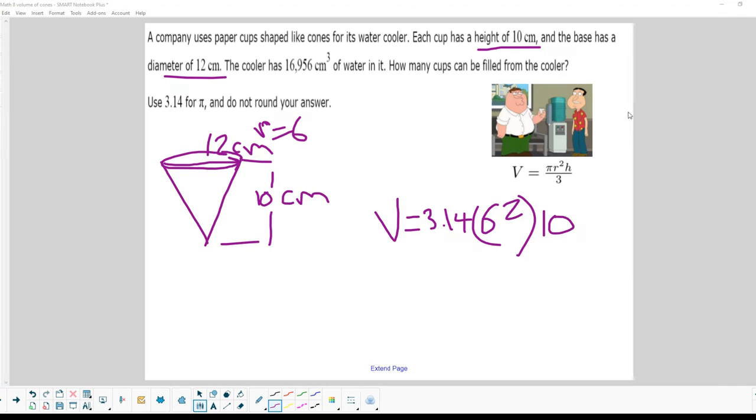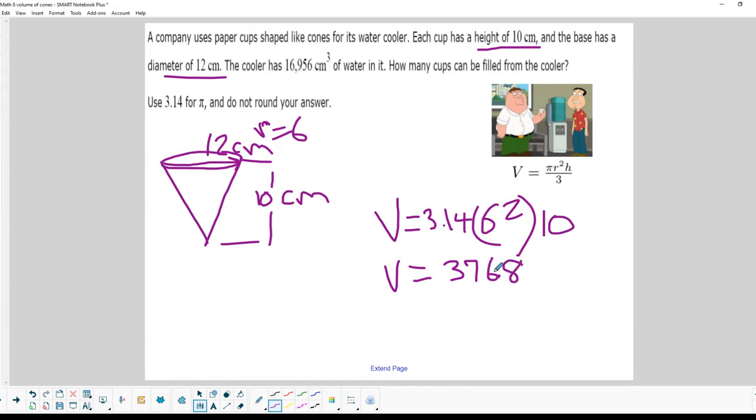3.14 times 6 squared times 10, and that equals 1130.4. And now we're going to divide that by 3. So we end up with 376.8.